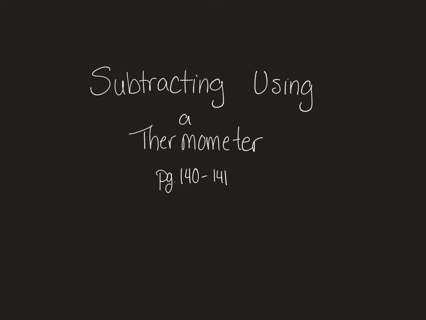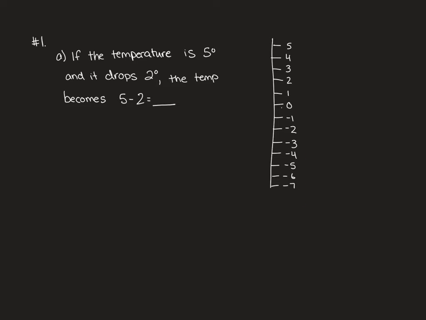Today's lesson is on subtracting using a thermometer, and it will cover pages 140 to 141. A thermometer is basically like a vertical number line. So we have the positive numbers at the top when it's warmer, and the negative numbers at the bottom when it is colder. Question A is going to ask you a series of questions.